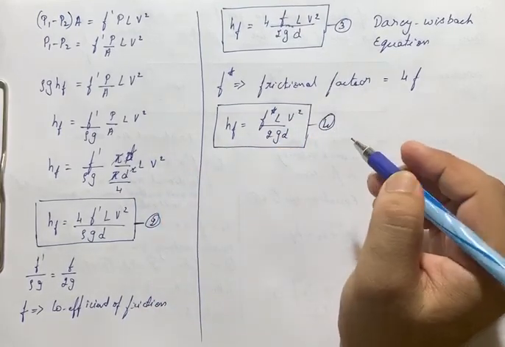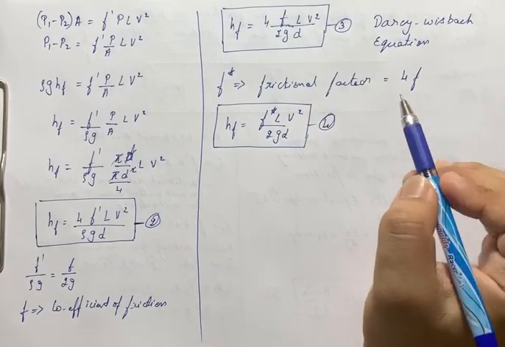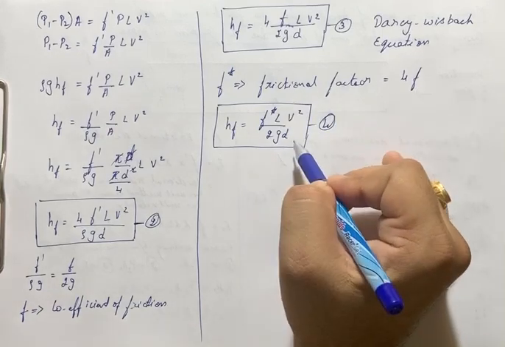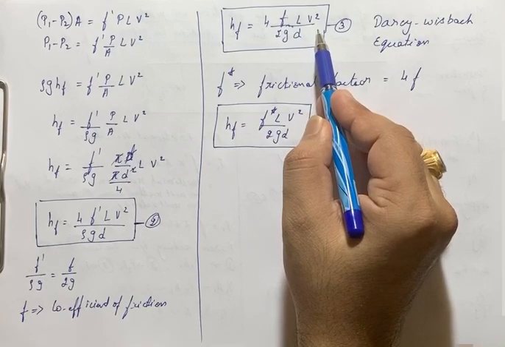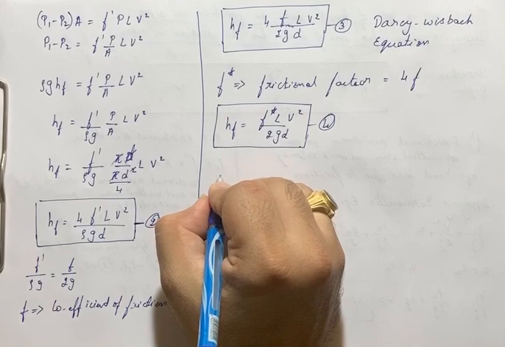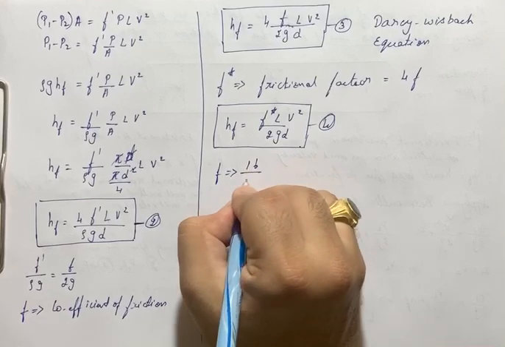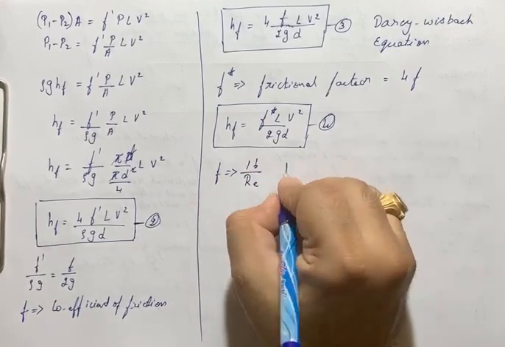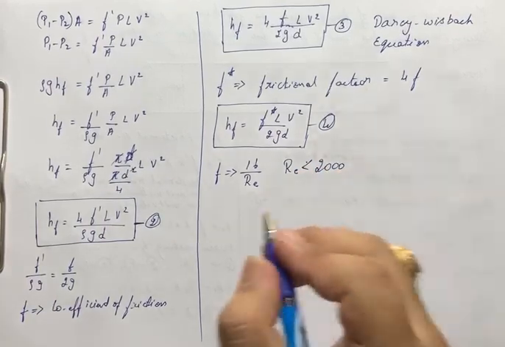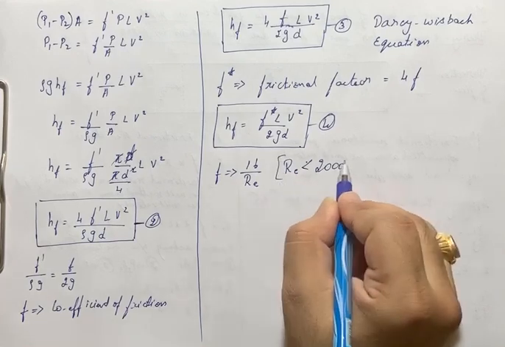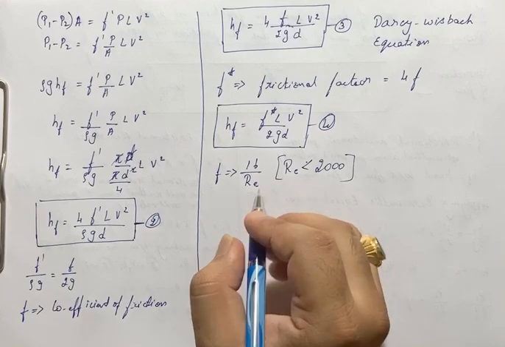We can use either this formula or this formula depending upon what the question is asking in the numerical. That means if he has given the frictional factor, I need to use this one. If he has given the coefficient of friction, you are supposed to use this formula. Apart from this, the coefficient of friction F can be found out by 16 divided by Re. The condition is that the Reynolds number should be less than 2000. That means it is a laminar flow.